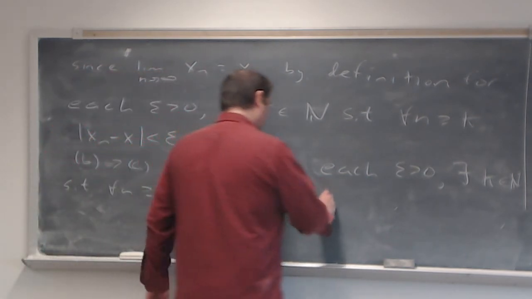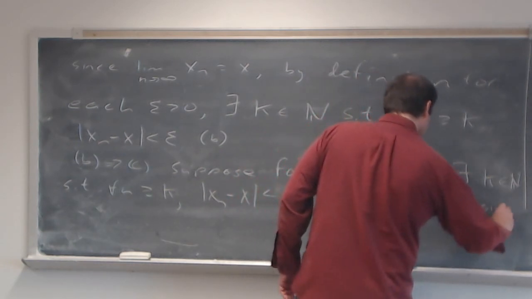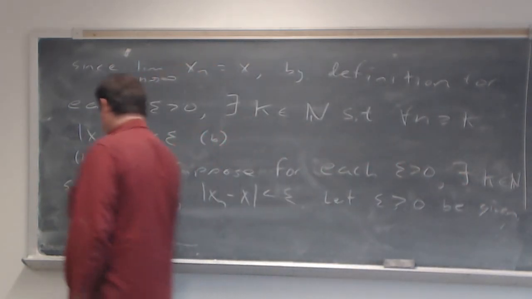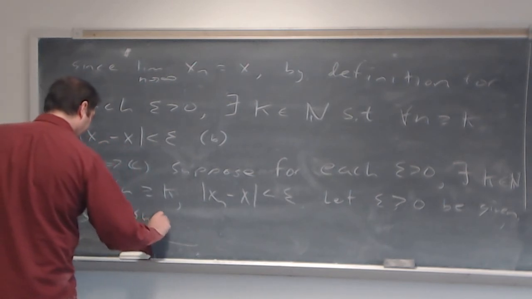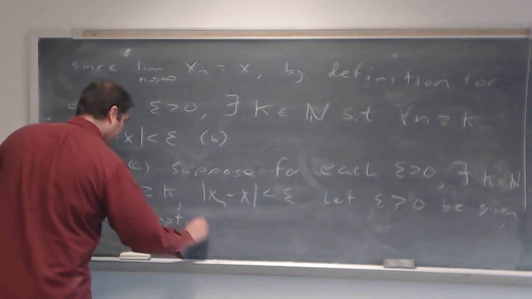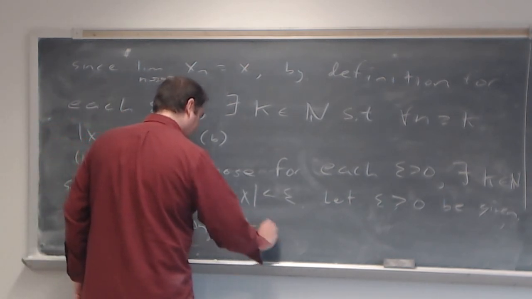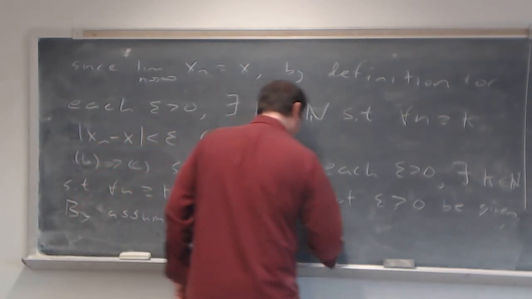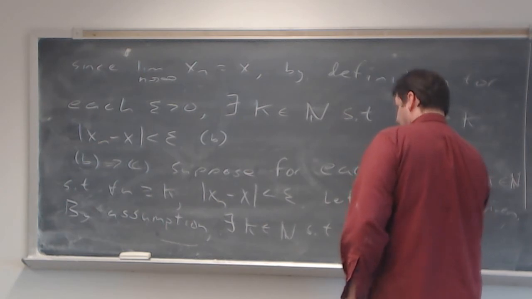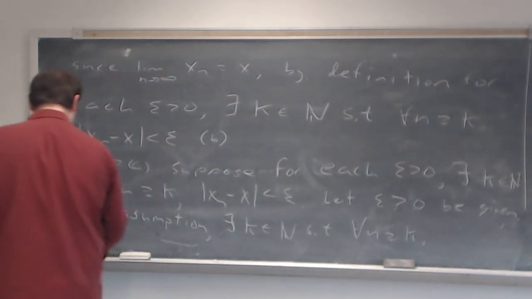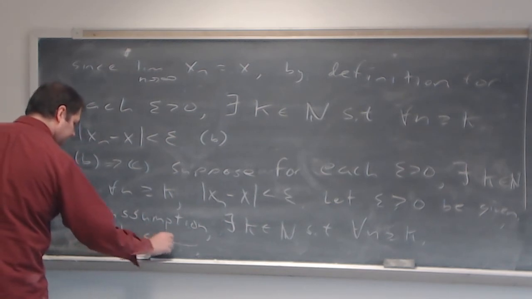So here, I'm going to let epsilon be greater than 0 be given. By assumption, there exists a k element of natural numbers such that for all n bigger than or equal to k, we have exactly what's written above. That is, x sub n minus x is less than epsilon.